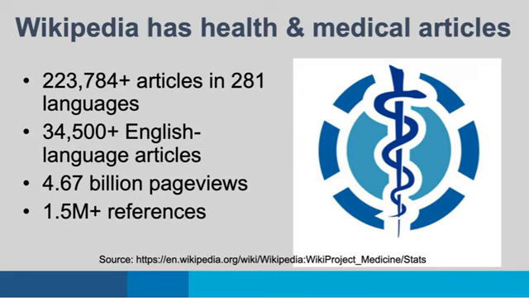Health and medical information is pretty widely covered in Wikipedia. There are over 200,000 articles in 281 languages, so most language groups have health and medical information. It gets a lot of page views. People are using it. There's been research done on students using Wikipedia. Many students access Wikipedia as well as doctors. A study that came out in 2014 showed that more than 60% of doctors looked at Wikipedia during their jobs.